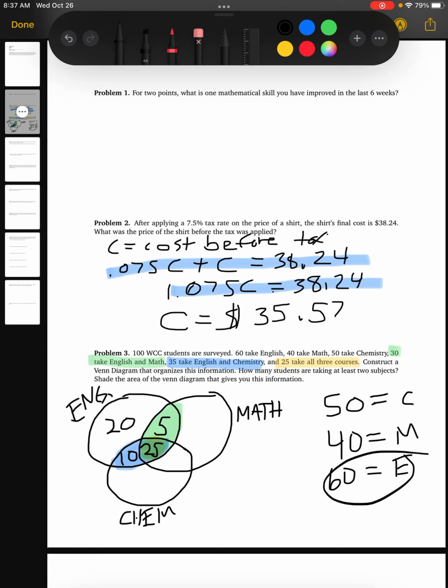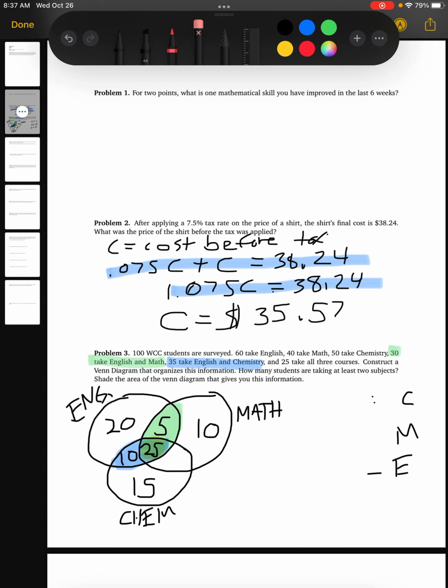In my math bubble right now, I have 30. But I know that 40 people are taking math, so that means I have to have 10 here. In my chemistry bubble, I have 35 people, but I know that I'm supposed to have 50. So that lets me fill that in with 15.